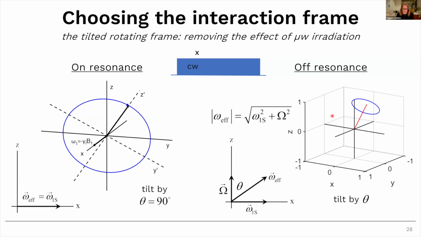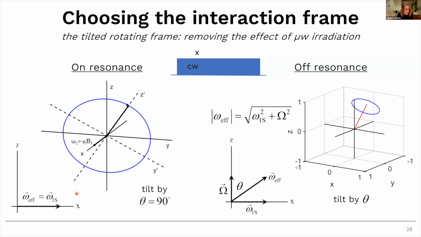But how do we choose or find this suitable interaction frame that we need for the series expansion of the perturbation theory to converge quickly? Now, if you've studied NMR to some extent, you've probably already encountered the tilted rotating frame. What a tilted rotating frame is, is an interaction frame, and what it does is remove essentially the effect of continuous radio wave or microwave irradiation. And so here you can see how that works.